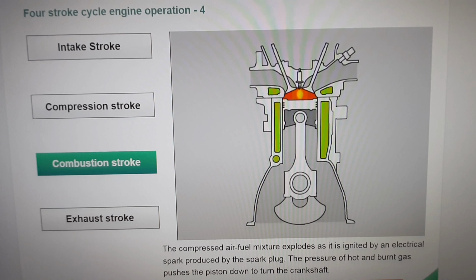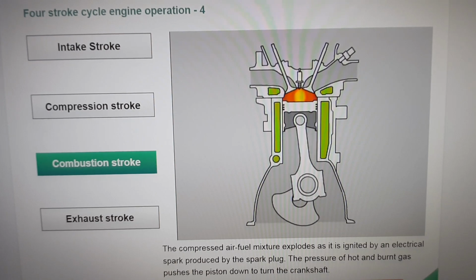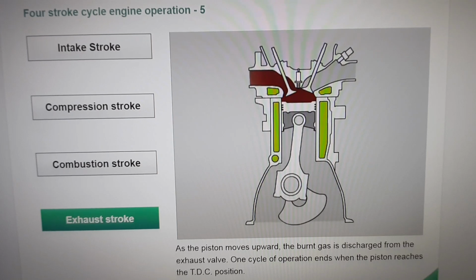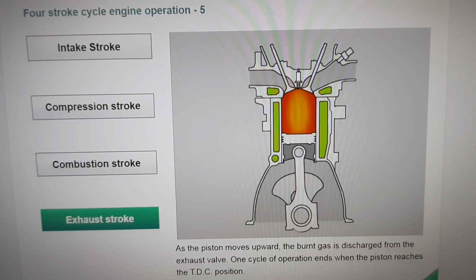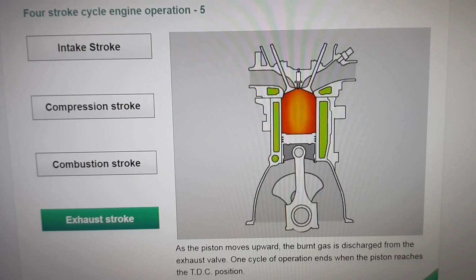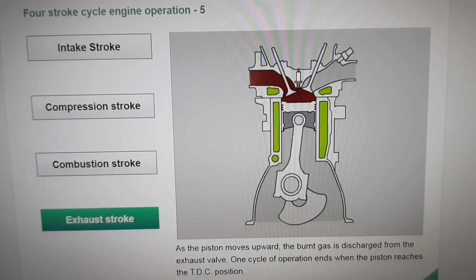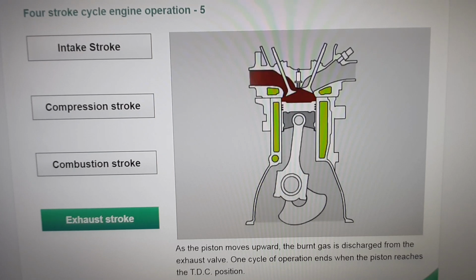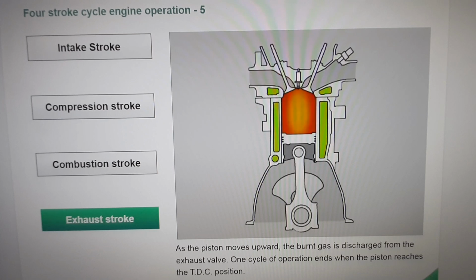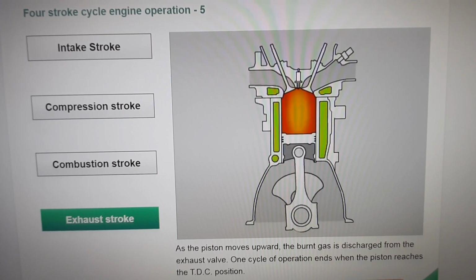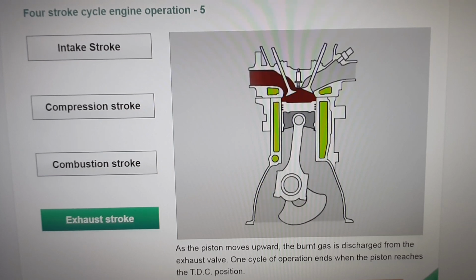To move to the next slide, please click on Next button. After the combustion stroke is complete, as the piston moves upward, the burnt gas is exhausted from the exhaust valve to start the exhaust stroke. One cycle of operation ends when the piston reaches the TDC position. To move to the next slide, please click on Next button.